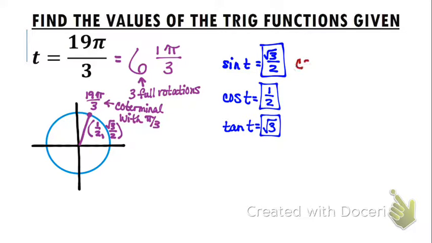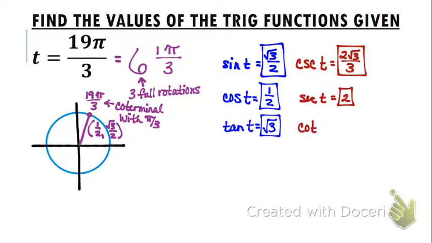What is my cosecant? 2 square root of 3 over 3. Take sine, flip it, and rationalize. What is my secant? 2. And my cotangent? Square root of 3 over 3.